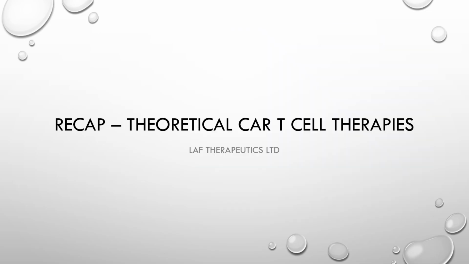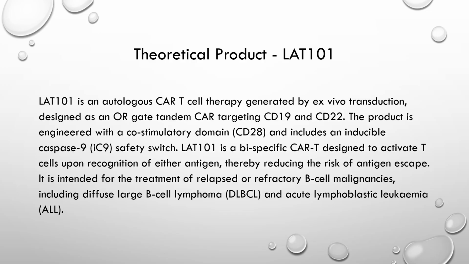So this is the first part, the recap of my theoretical CAR T cell therapies. My very first CAR T cell therapy, which is a theoretical product, is LAT101. That's the product code that we use for it. This is an autologous CAR T cell therapy generated by ex vivo transduction, and it's designed as an OR-gate tandem CAR targeting CD19 and CD22. It also has a co-stimulatory domain, CD28, and an inducible caspase-9 safety switch. It's a bispecific CAR designed to activate T cells upon recognition of either antigen, either CD19 or CD22, thereby reducing the risk of antigen escape.